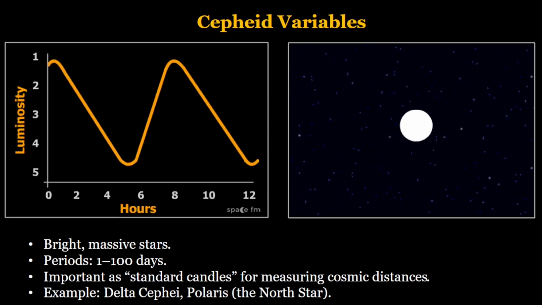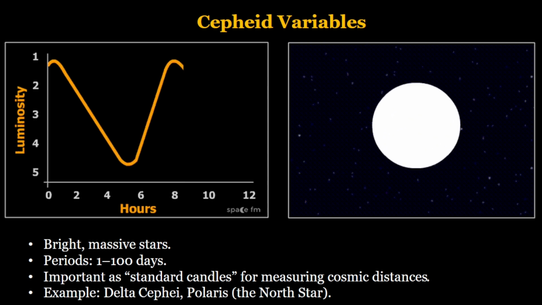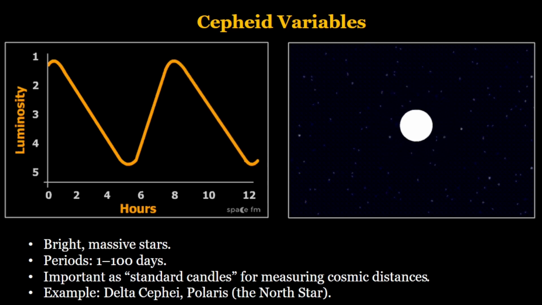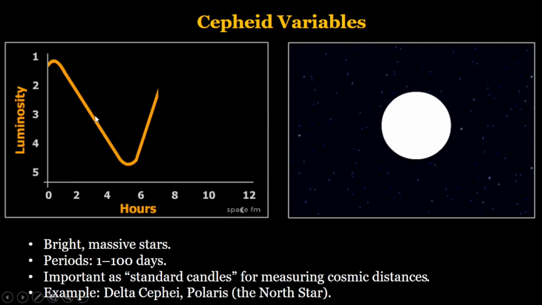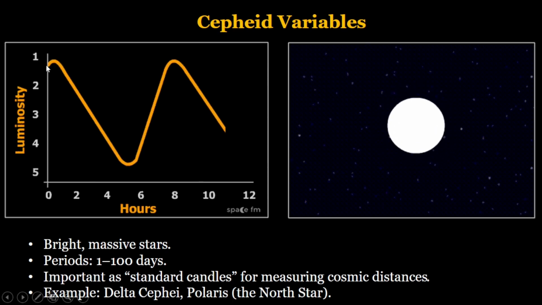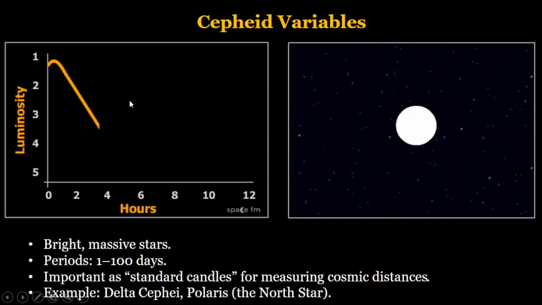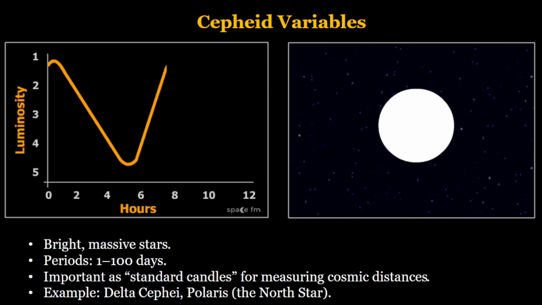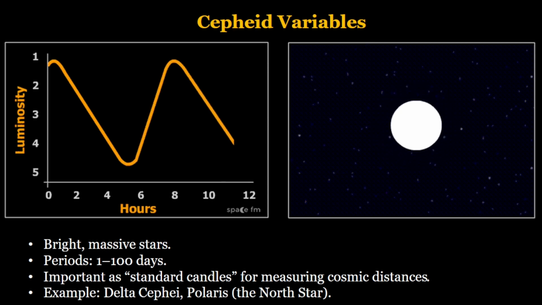Some examples are Delta Cephei, and even our popular Polaris, the northern star, is a Cepheid variable star. And here's the light curve. Observe the light curve. It goes up, it comes down, it goes up, it comes down. Just very simple. Observe this characteristic so that when we start seeing other light curves of pulsating stars, you appreciate their differences. So these are Cepheid variables.